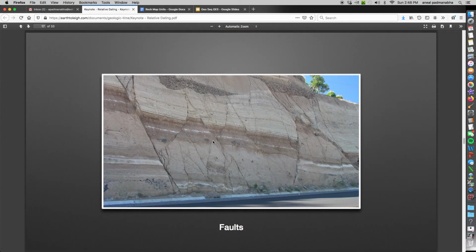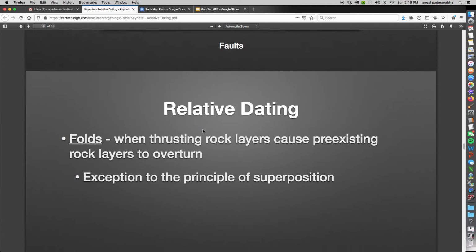Oh, look at this beautiful diagram right here, especially this white line, this white strata, this particular rock layer right here. Of course, they all should line up. You have a bunch of faults happening right here in this area. So we know that the faults are younger because they had to break the rock to go through there.